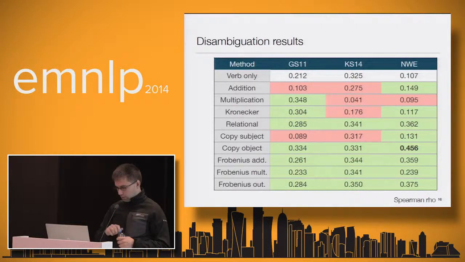If we look at these disambiguation results, well, that's kind of an improvement, right? We get 0.15 and the copy object gets 0.46. So it seems that for this task, as I said, categorical composition would be the choice. Did I answer the question?